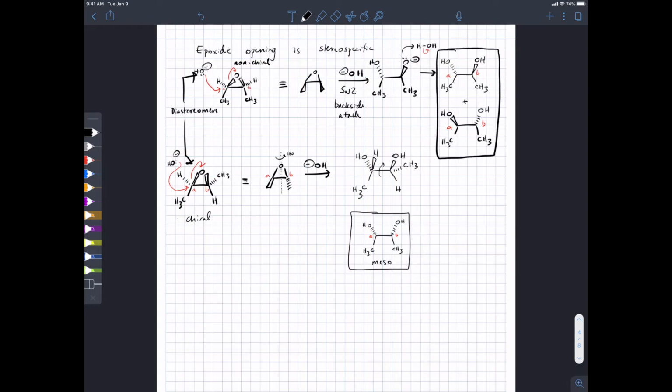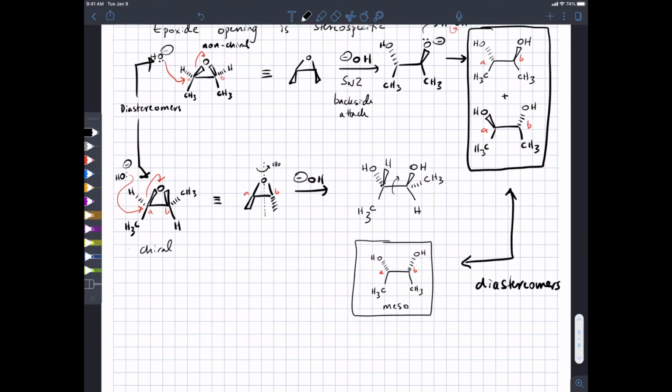And this is the very definition of a stereospecific reaction. You start out with two molecules that are diastereomers, and then look at our products. Our products are also diastereomers. One other thing I want to point out is each of these products that comes from opening of an epoxide has this 1,2 substitution pattern. All right? These are all 1,2 diols.